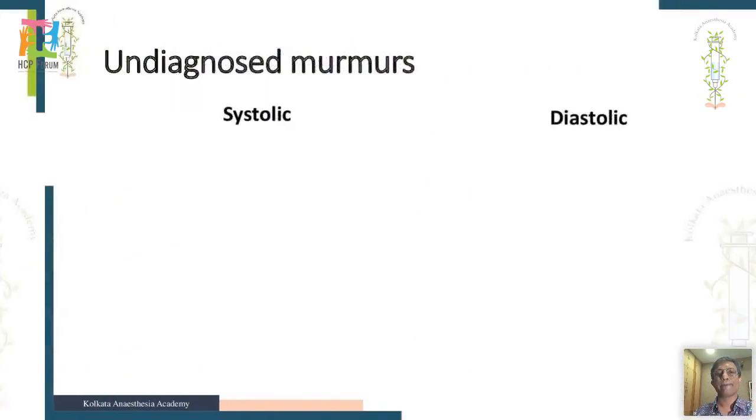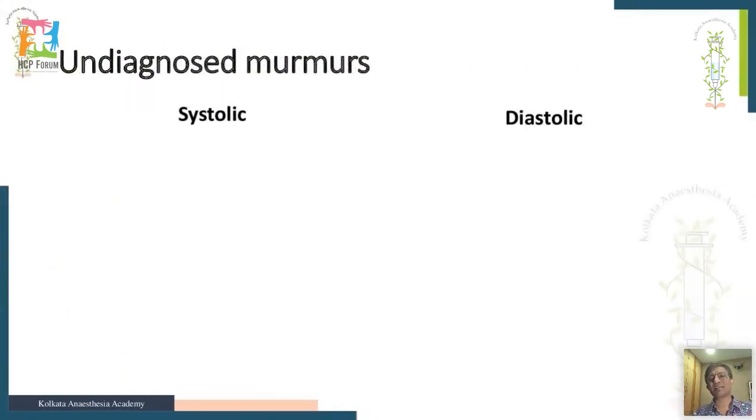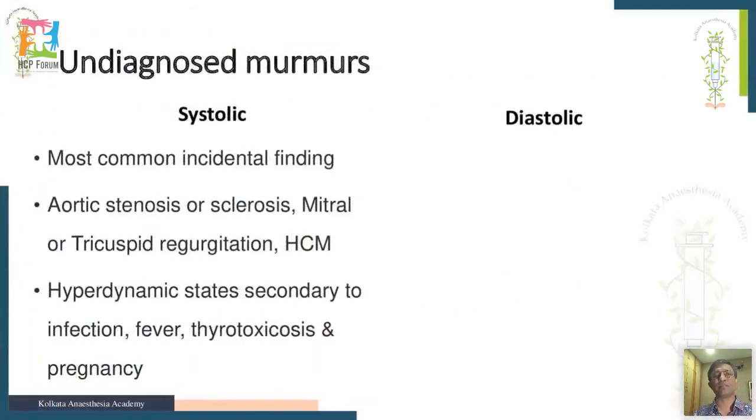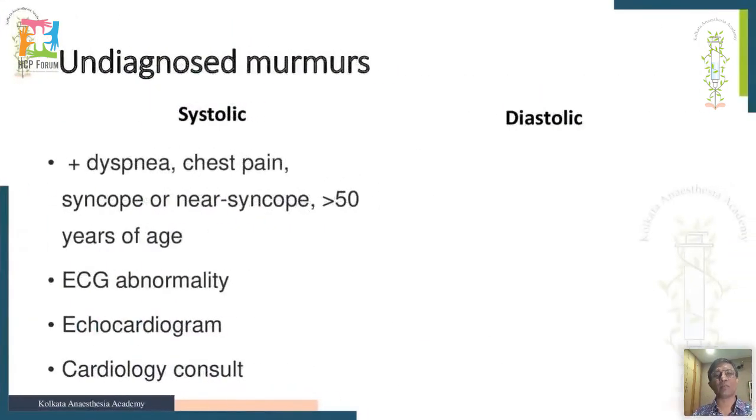Murmurs, we'll quickly run through this. It could be undiagnosed systolic murmurs or diastolic murmurs, which is very, very common. A systolic murmur with a symptom of dyspnea, chest pain, history of syncope, and an ECG abnormality. Look at the heart and get an expert evaluation before you take this person up.